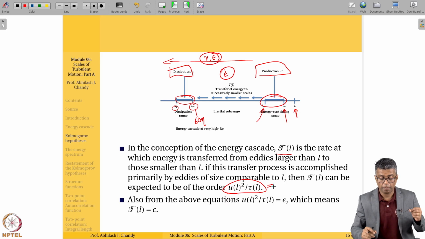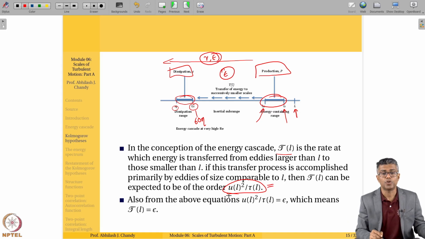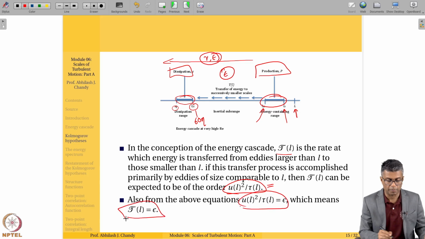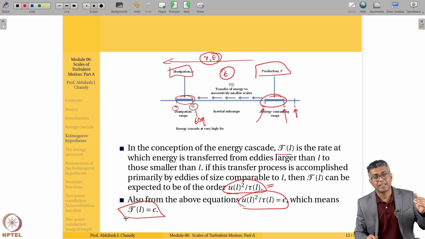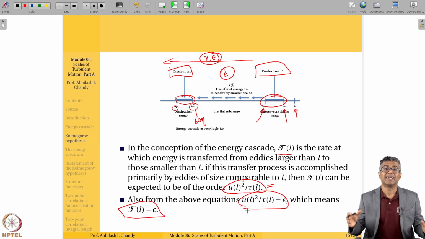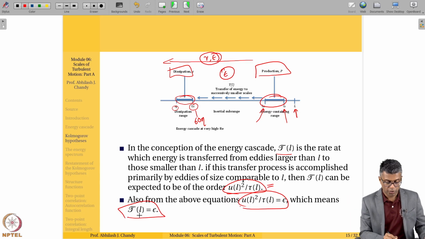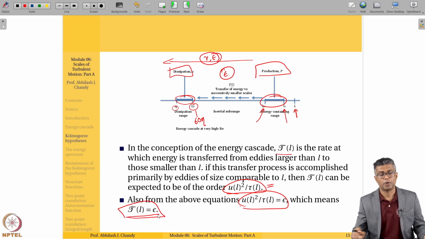We'll get to that in a bit. But this transfer, you would think it is comparable to kinetic energy over time. That is why I'm writing it as U_L squared over tau_L. But we also know that U_L squared over tau_L is the same as epsilon, which means that the transfer is equal to epsilon. We know that the dissipation happens at the rate at which the kinetic energy is getting transferred. So T of L is the same as epsilon.